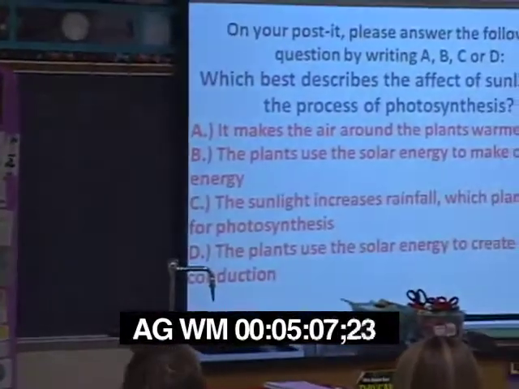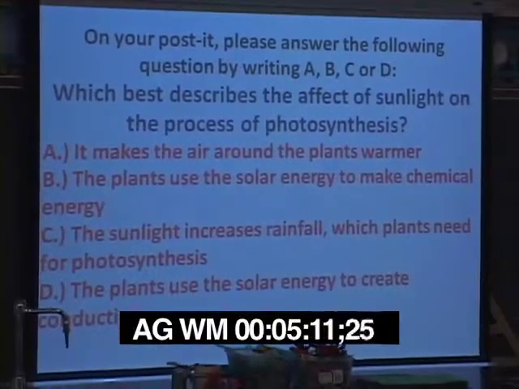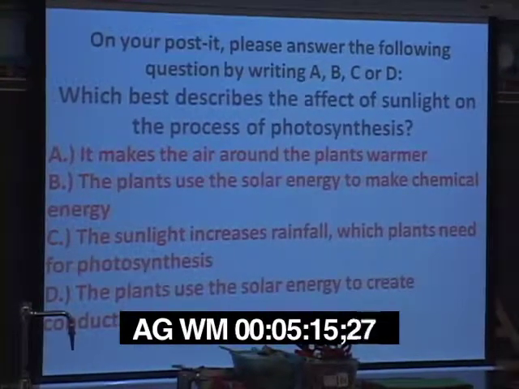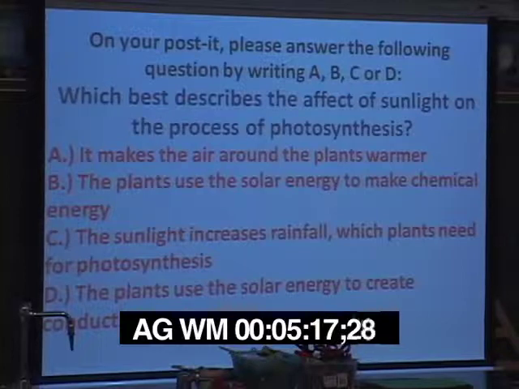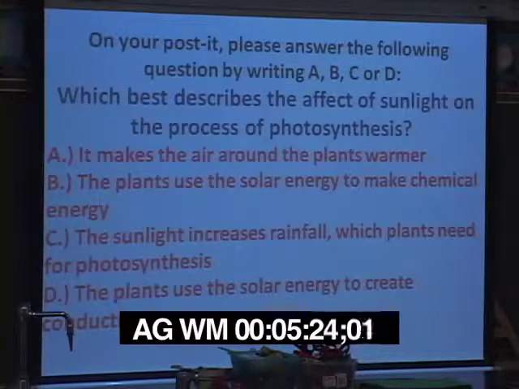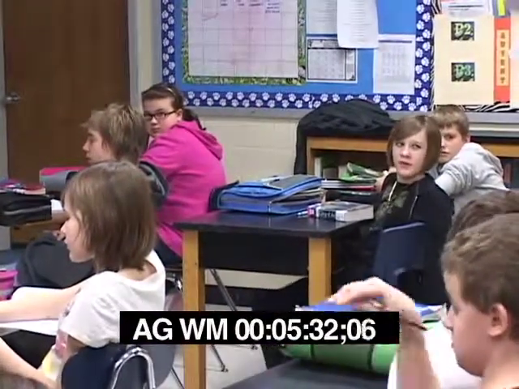Why would someone, and you don't have to say if you chose this answer or not, but why would someone want to pick D? Raise your hand if you could explain maybe what would be the reasoning that a 6th grade student would want to pick the answer D? Jade, what do you think? Maybe because they think they use the heat conduction to also help with photosynthesis.